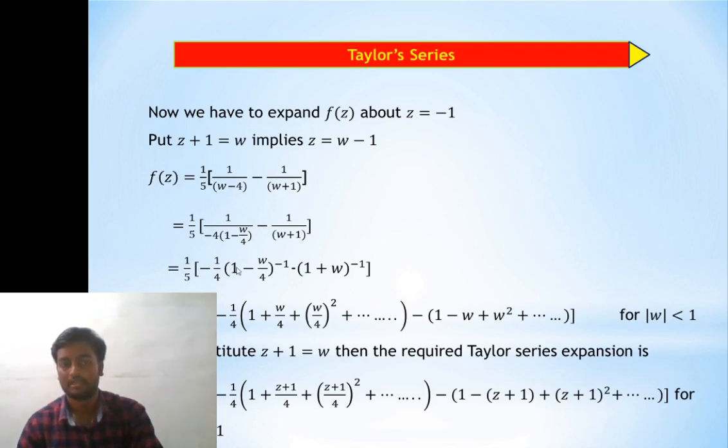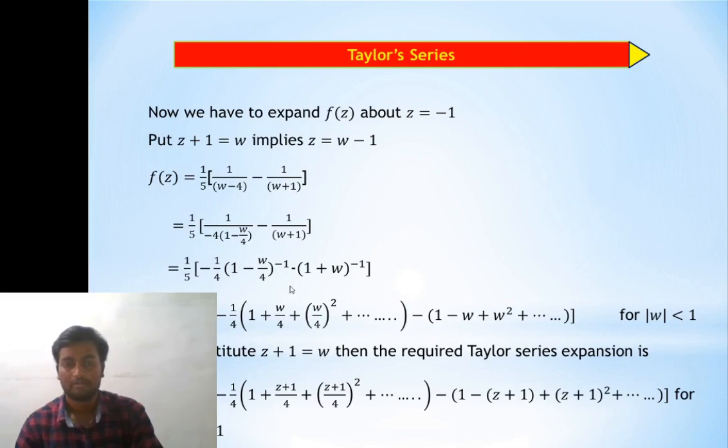This can be taken to the numerator, which is (1 minus w by 4) whole power minus 1, and (1 plus w) whole power minus 1. So this series expansion we know: (1 minus z) whole power minus 1 is 1 plus z plus z square plus and so on. In place of z, w by 4: 1 plus w by 4 plus (w by 4) whole square plus and so on.